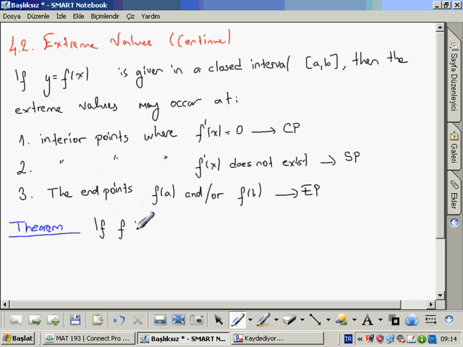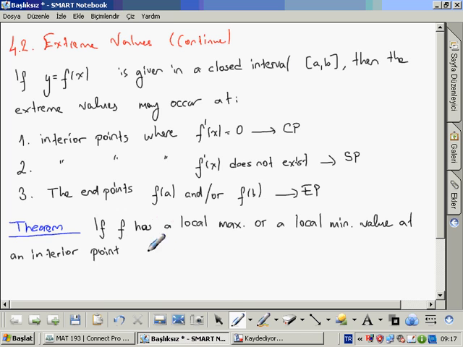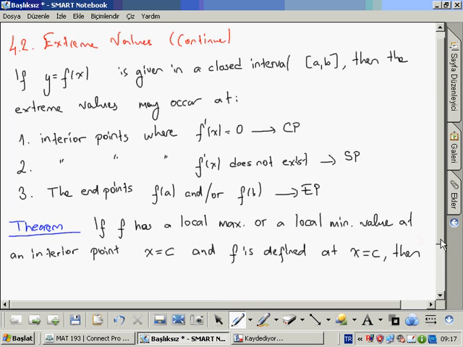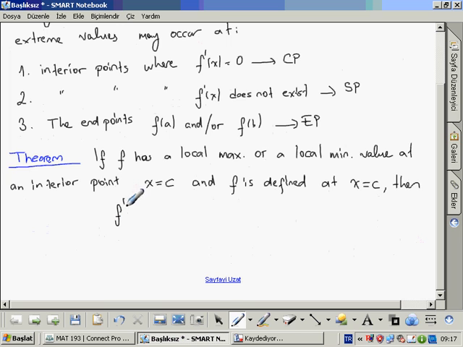If f has a local maximum or a local minimum value at an interior point x equals c, and f is defined at x equals c, then f prime of c equals 0. Okay, this is the critical point.